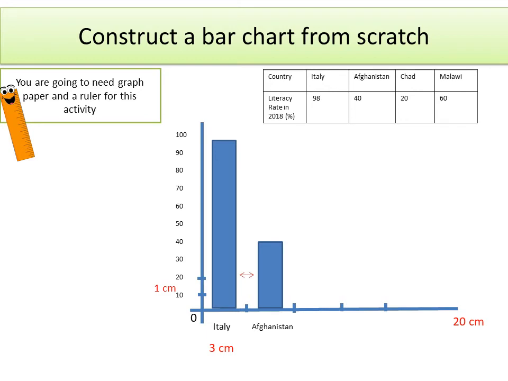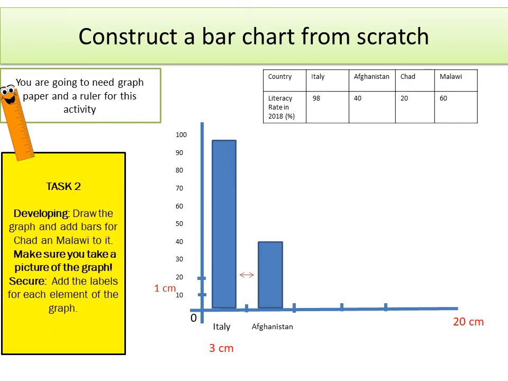Now that you have done the graph and you understand the elements of this graph, on your paper, for the developing task, you will have to add the other two pieces of data from the table. So you'll have to make two other bars for the countries of Chad and Malawi using the values from the table above. So we've got for Chad 20% literacy rate, and for Malawi we've got 60%. So you'll have to draw the bars for them. And for the secure task, if you want to challenge yourself, complete the labels for each element of the graph.